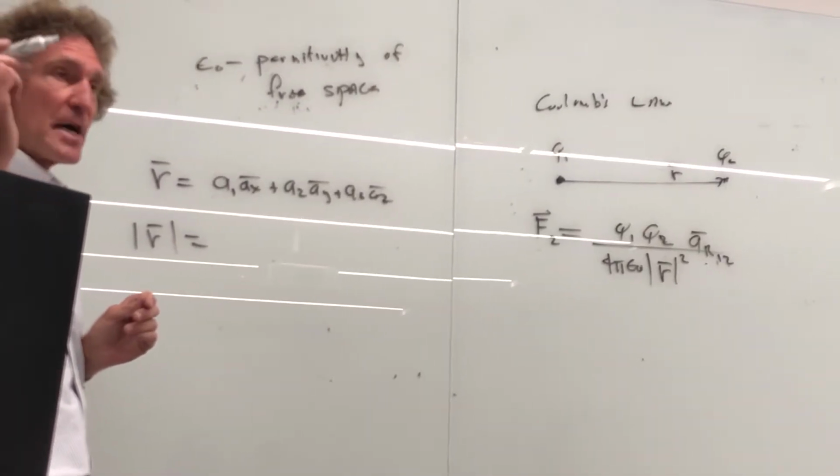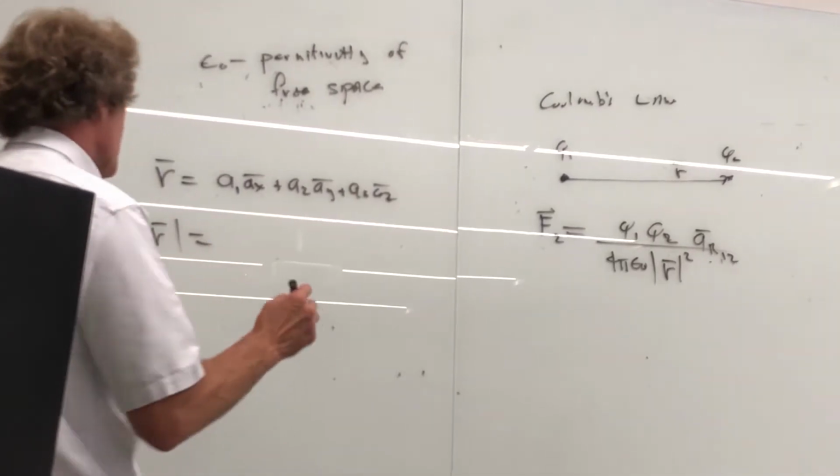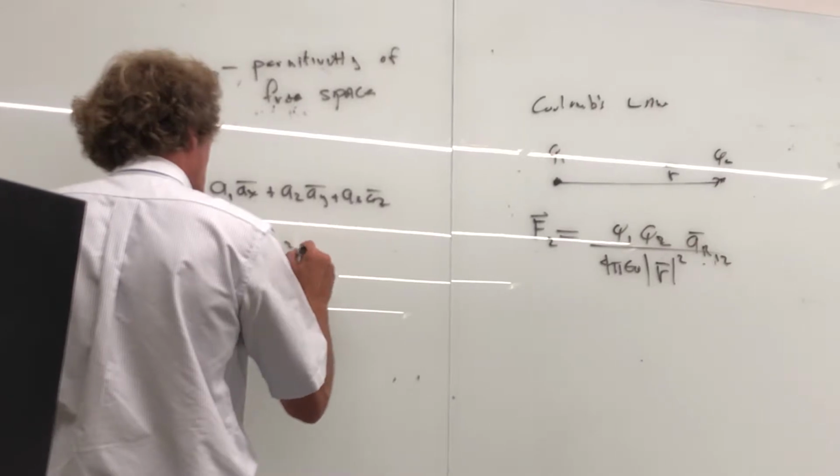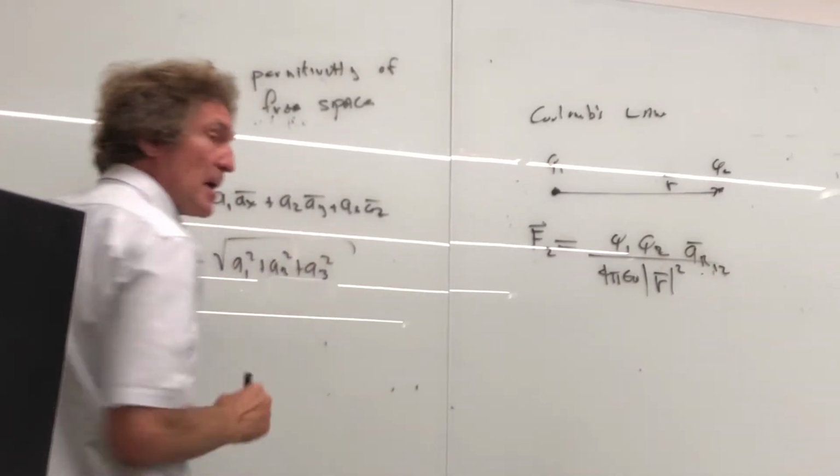Square each of the components, add them together, take the square root of everything. You're absolutely right. So it's the square root of A1 squared plus A2 squared plus A3 squared. You all agree with that?